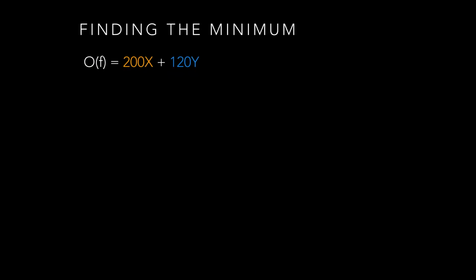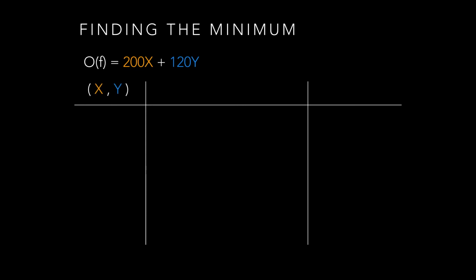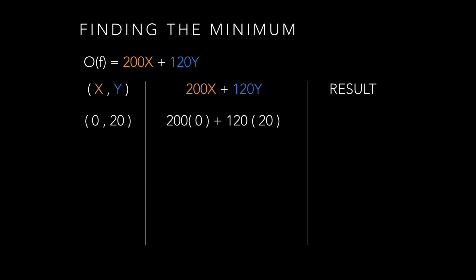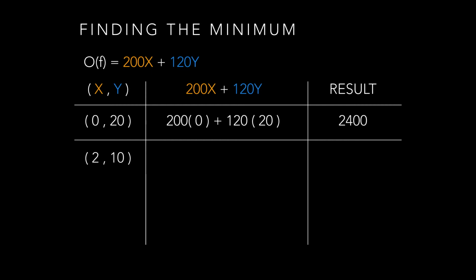Now we will apply the vertices that we got to our objective function. Let's create a table. So we have the vertices, the objective function, and the result. Let's apply (0, 20): we apply 0 for x and 20 for y, and we got 2,400. Then (2, 10): we apply 2 for x and 10 for y, and we get 1,600.